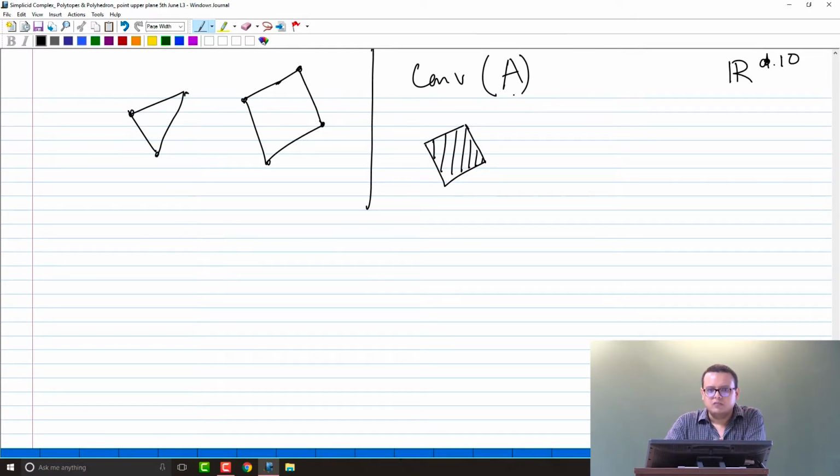No, right? Because these 4 points are not in general position in R 10. Any subset of size less than or equal to 11 should be in general position if A is in general position. So this cannot happen. A two-dimensional face has to be a triangle. A one-dimensional face has to be an edge. A three-dimensional face has to be a tetrahedron. Like this.